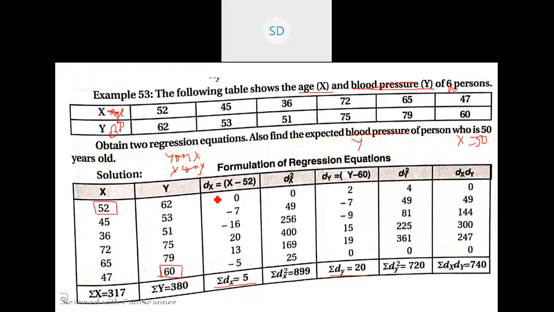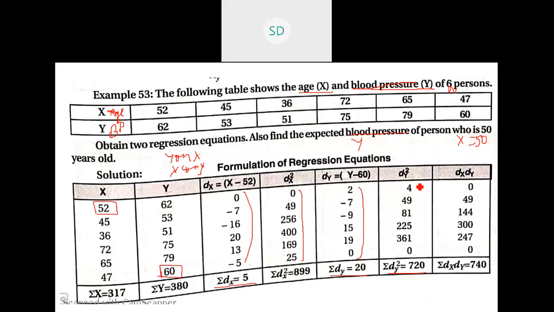Then this value of dx, whatever we have found out, if you square all these numbers, then you get dx square. So summation dx square is equal to 899. How did I get 899? I just added all these numbers after finding the square. Then similarly for dy also we have to find the square. So square all these numbers, and you get dy square. The total of dy square is 720.